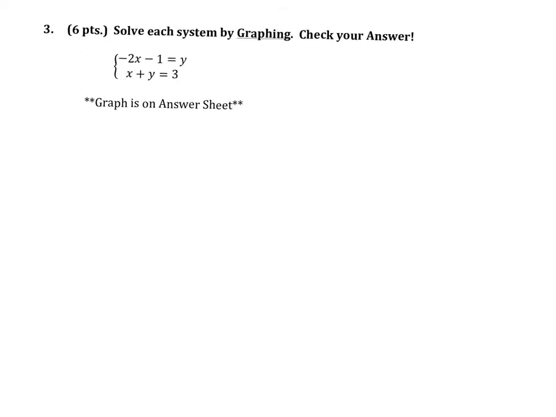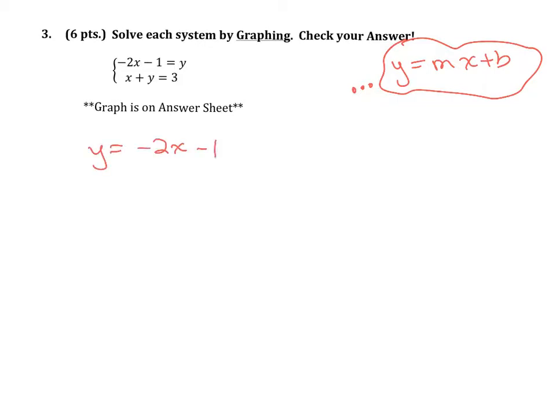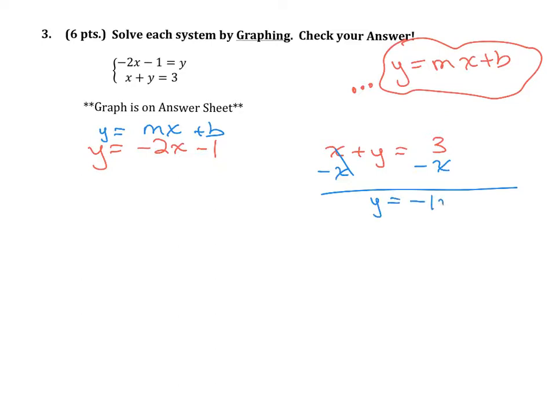The next question is asking you to solve the system by graphing. Remember that by graphing means you have to put both equations in y equals mx plus b. So the first equation is currently y equals negative 2x minus 1. That's y equals mx plus b. Easy to graph. The second equation is x plus y is equal to 3. So to put it in y equals mx plus b, you're going to subtract x. And you get y equals negative x, or negative 1x, plus 3.